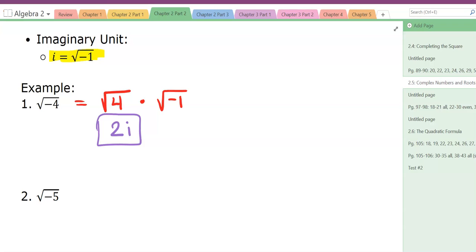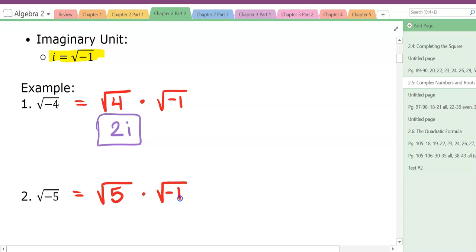Now, 5 is not a perfect square number. So what I'm going to do, similar to what I did on number 1, I'm going to split it apart so it's the square root of 5 times the square root of negative 1. I can't do anything to the square root of 5 because it's not a perfect square number, and the smallest perfect square number is 4, and that can't go into 5 at all. So I'm going to just leave this as the square root of 5.